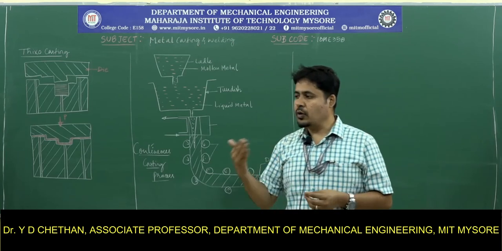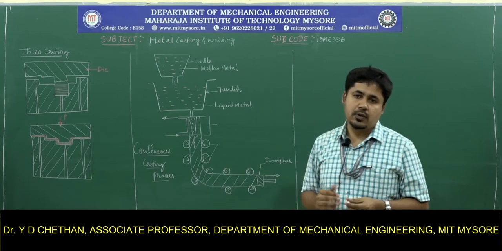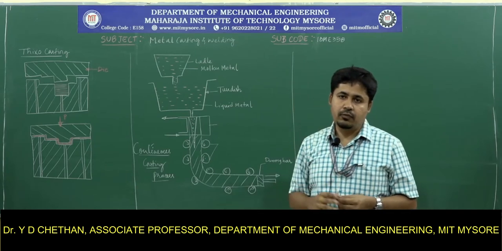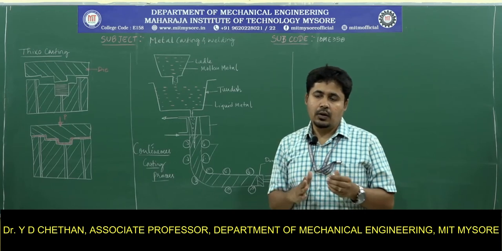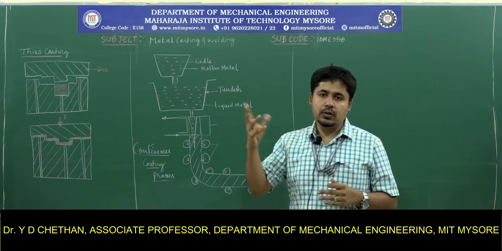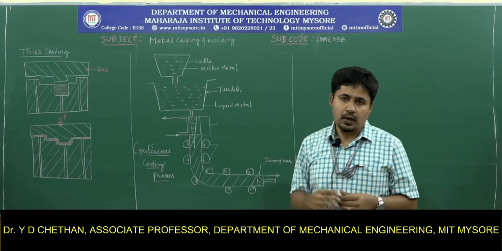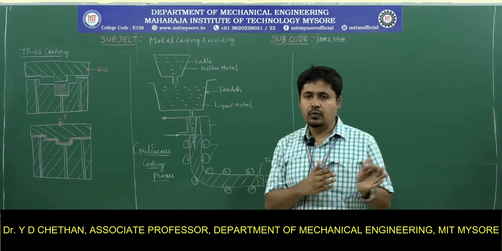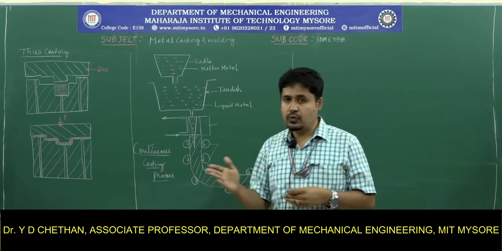One more casting process we have discussed is centrifuge casting. Here the axis of rotation of the mold is away from, that is not symmetrical with respect to, the cavities of the casting to be carried out. That is the main difference between centrifugal casting and centrifuge casting.